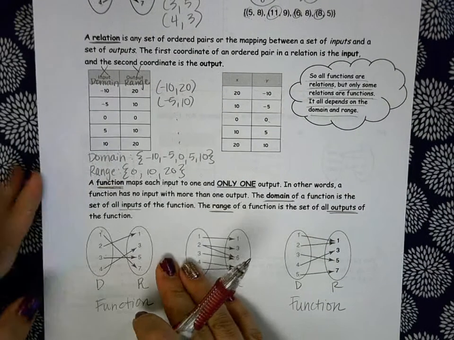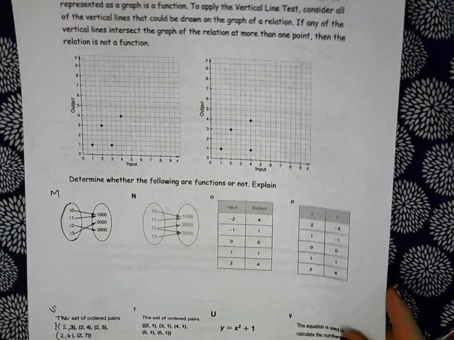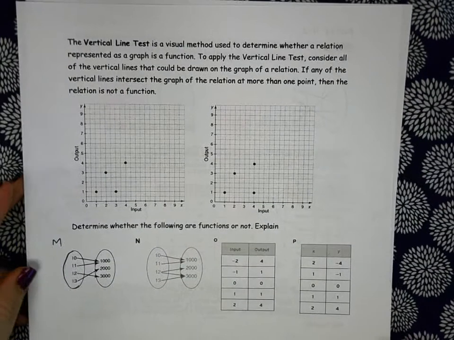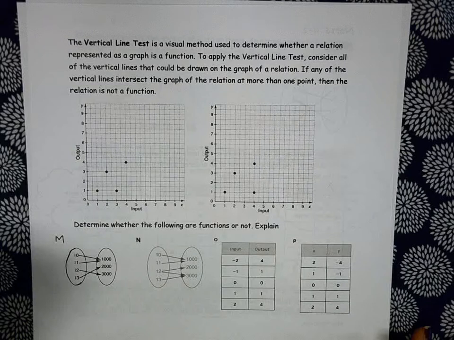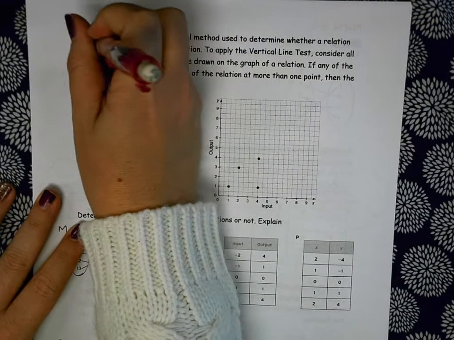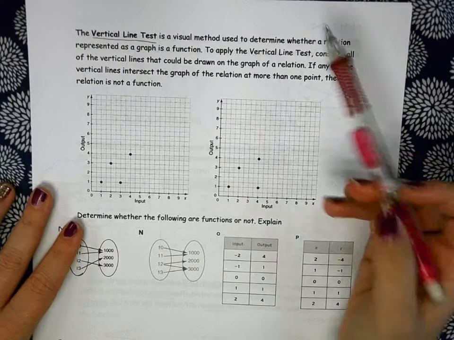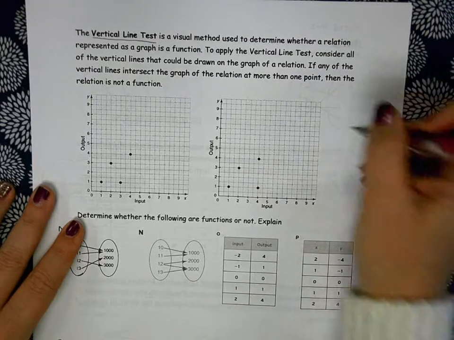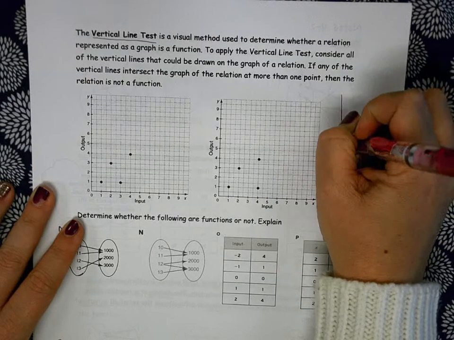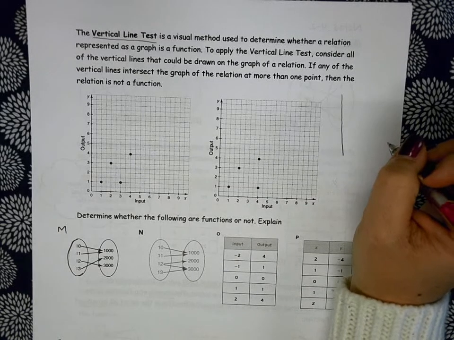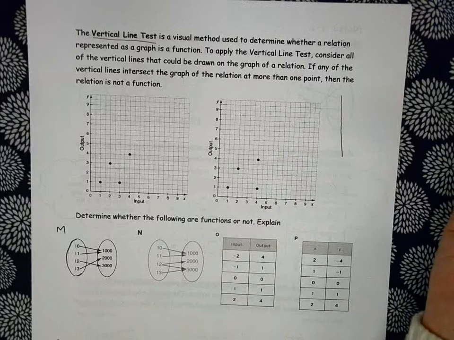Okay, so let's flip that over. There's this visual test that's really easy to use, and you guys will use it for however many years you want to do math. You just always use this test. It's called the vertical line test, so you might want to underline that. It's really simple. If you draw a vertical line, remember vertical line is straight up and down, it cannot go through 2 points on your graph. If it does, it's not a function. If it doesn't, it is.